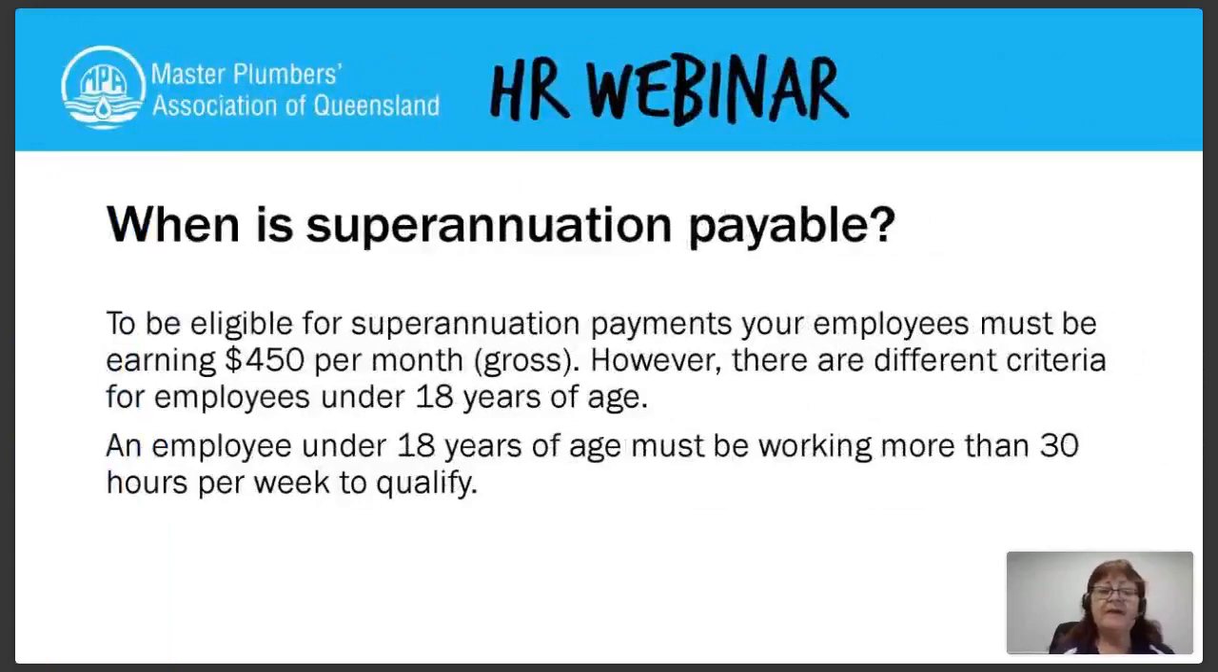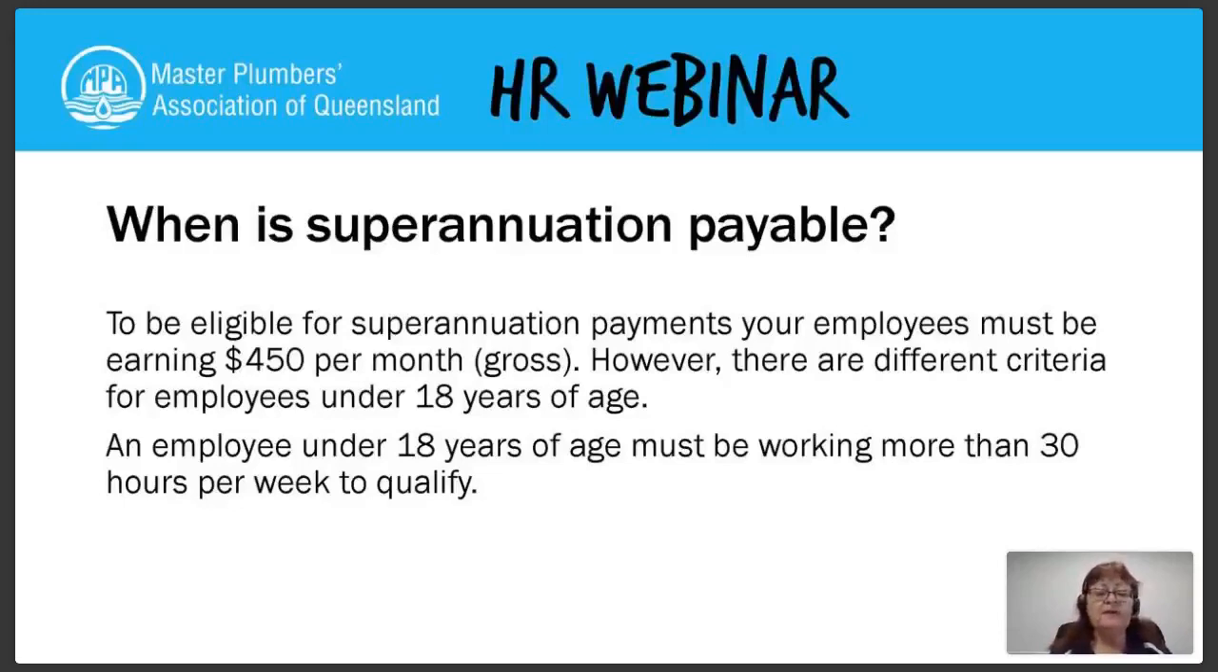So when is super payable? To be eligible for superannuation payments, your employees must be earning $450 per month. Now that is a gross figure. So unless you've got an employee that's working as a casual 1 day a week, most employees will be eligible for superannuation payments. However, there are different criteria for when your employees are under 18 years of age.